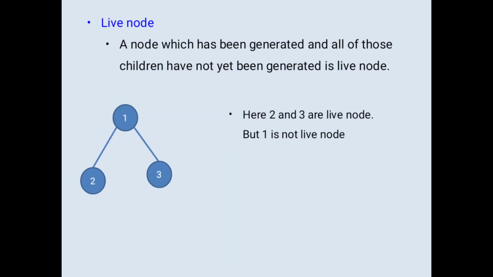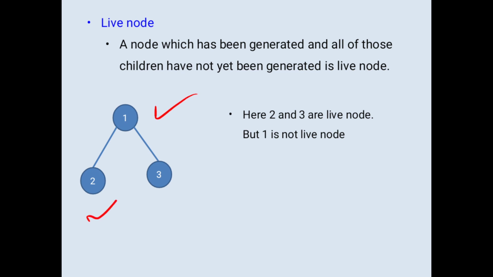The next one is live node. Live node means what? A node which has been generated and all those children have not yet been generated is a live node. Here 2 and 3 are live nodes, but 1 is not a live node. The node 1 can be expanded to 2 and 3. So a node which has been generated and whose children have not yet been generated is called a live node.